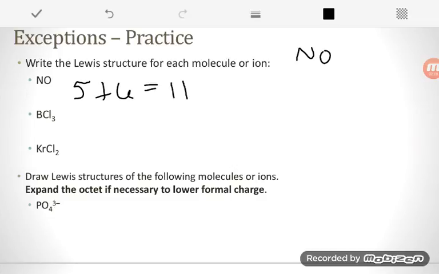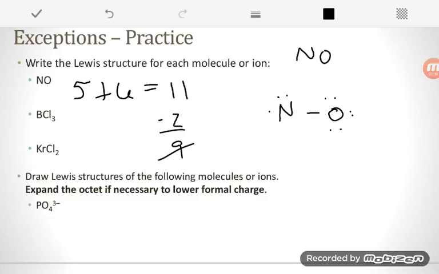So I can see right away, not going to be able to get an octet here. Odd number of electrons, it's just not going to work. So we'll do what we can. I have my nitrogen and oxygen. So I used up 2, so I have 9 left. Since oxygen is more electronegative, I'm going to give him his electrons first. So I'll do 2, 4, 6, 8, 9. Ugh, that looks ugly.